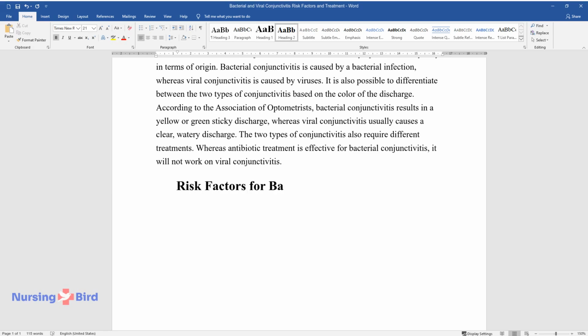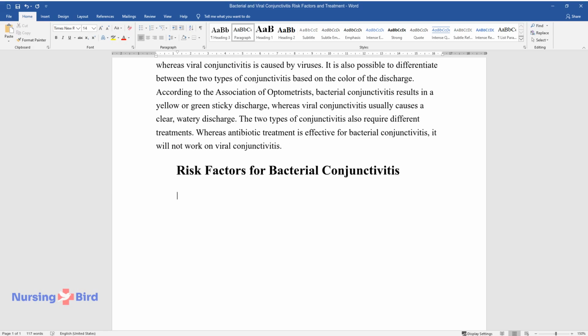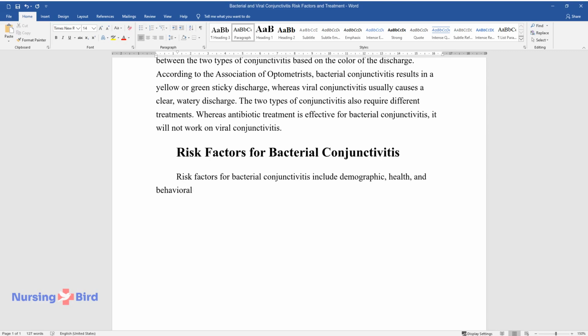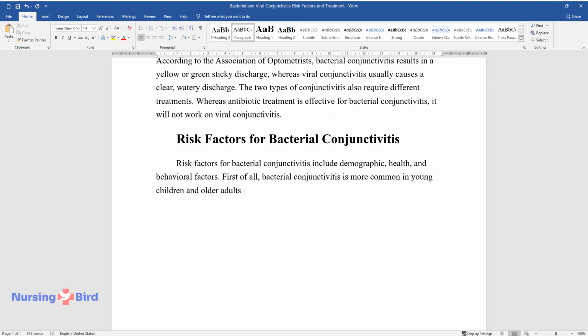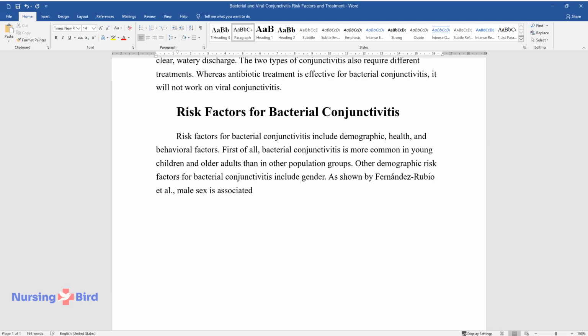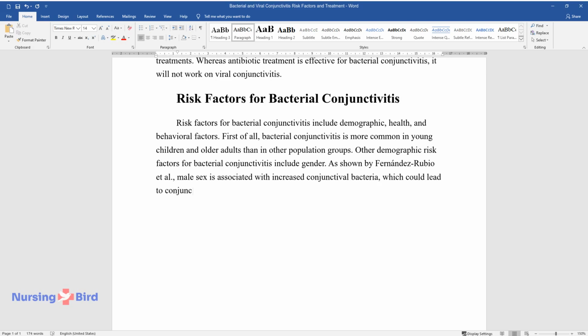Risk factors for bacterial conjunctivitis. Risk factors for bacterial conjunctivitis include demographic, health, and behavioral factors. First of all, bacterial conjunctivitis is more common in young children and older adults than in other population groups. Other demographic risk factors include gender. As shown by Fernández-Rubio et al., male sex is associated with increased conjunctival bacteria, which could lead to conjunctivitis.